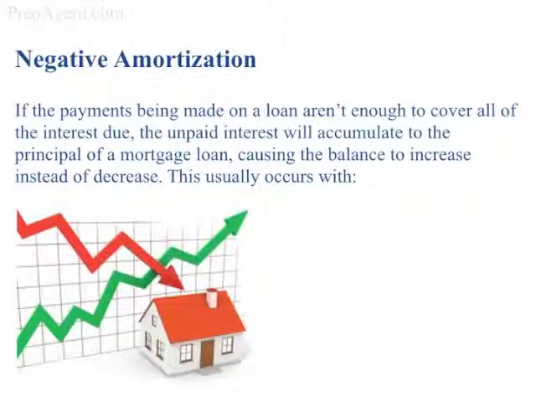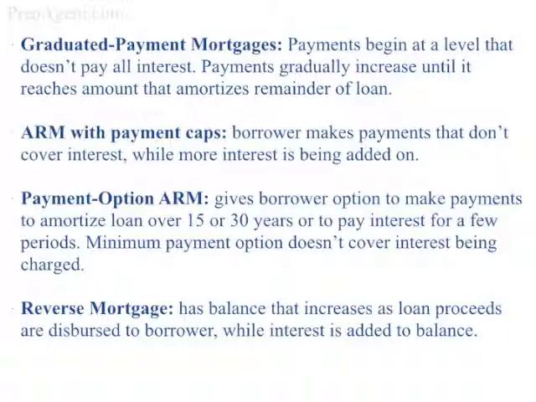Negative amortization. If the payments being made on a loan aren't enough to cover all of the interest due, the unpaid interest will accumulate to the principal of a mortgage loan, causing the balance to increase instead of decrease. This usually occurs with graduated payment mortgages. Payments begin at a level that doesn't pay all interest. Payments gradually increase until it reaches an amount that amortizes the remainder of the loan.